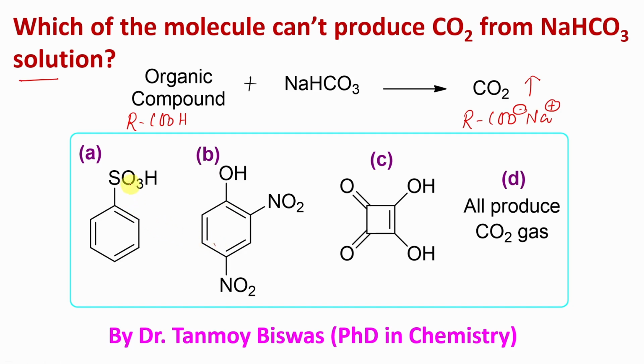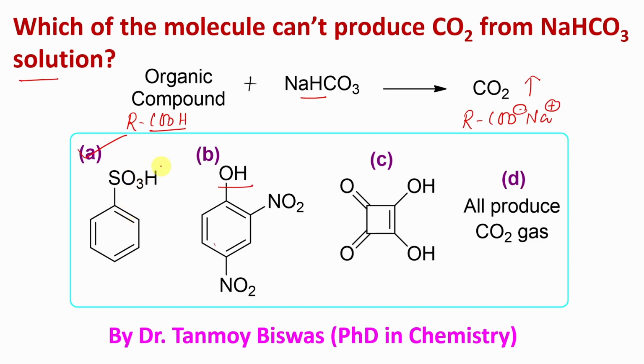Today's question is that if you look at, this is a sulfonic acid, this is a dinitrophenol, and this is actually a 2 OH group, it's a squaric acid. So question is, which of the molecule can't produce CO2 from bicarbonate solution, or all? Fourth option is all produces CO2 gas from this bicarbonate solution. So it's a pretty interesting molecule. By the way, this question is about the acidity, because this chemical reaction is displayed because of the acidic behavior of this carboxylic acid.